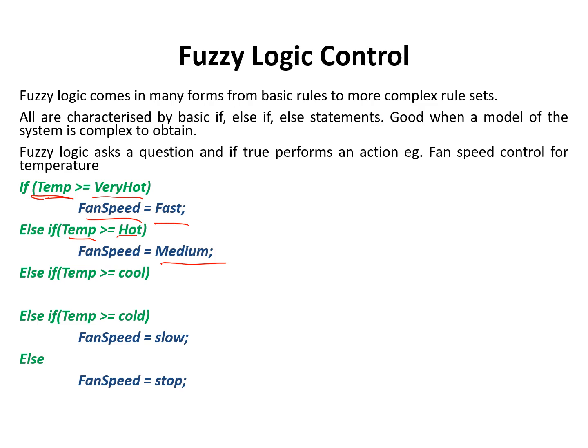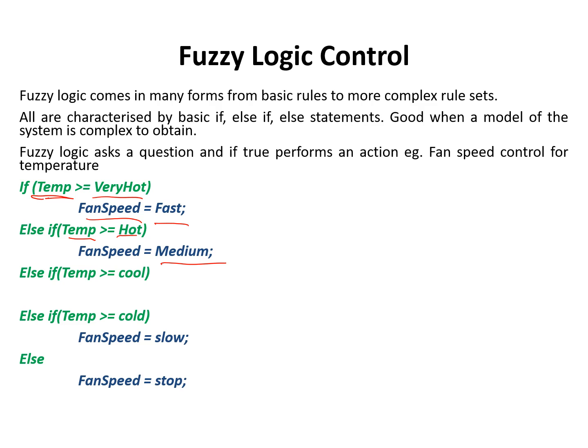Right? Or else if the temperature is cool, then we might want to set the fan speed to a low speed. If the temperature is cold, then we want to put it really slow. Else, meaning it's very cold, then typically the fan speed should be equal to stop. So logically, the hotter the component gets, the faster the fan should spin.